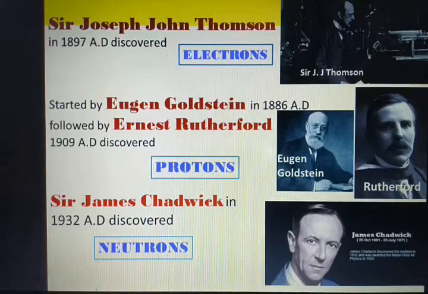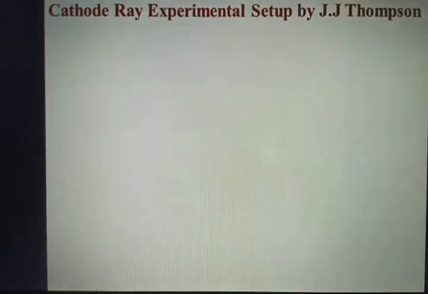Now continuing with the electrons, the protons, and the neutrons, we will start today with how the discovery of the electrons was made. The first experiment that Sir J.J. Thompson did was the cathode ray experiment. From his cathode ray experiment, he discovered electrons.